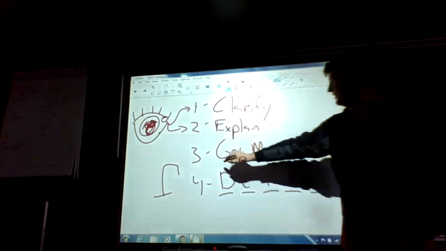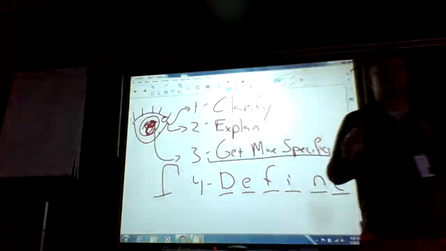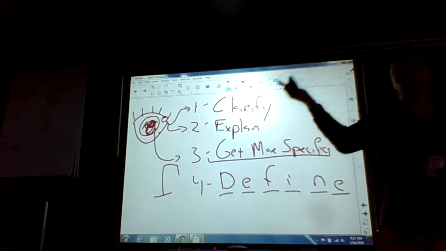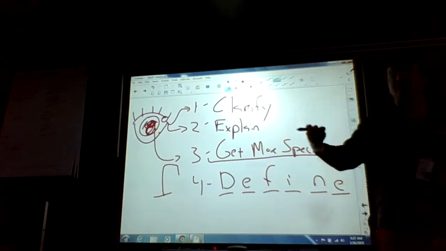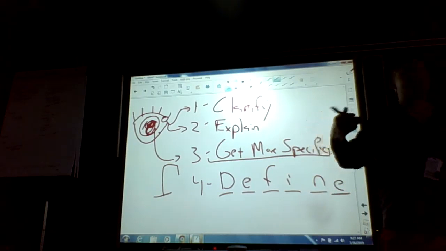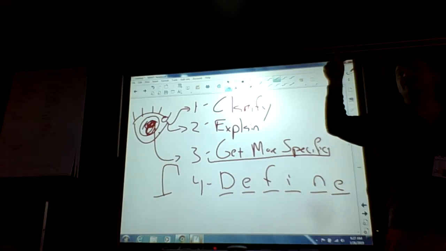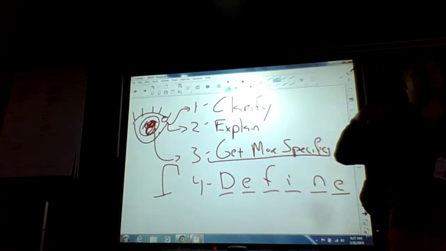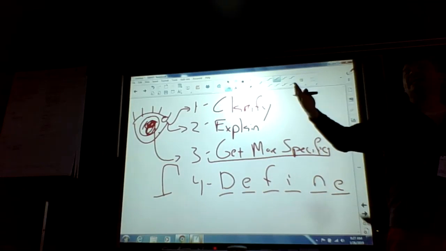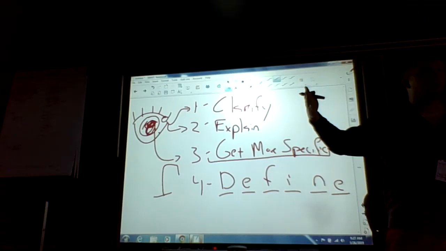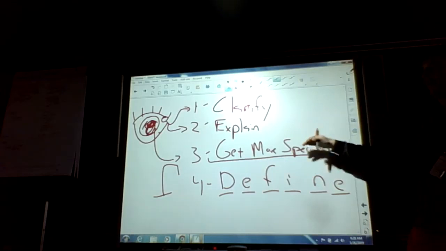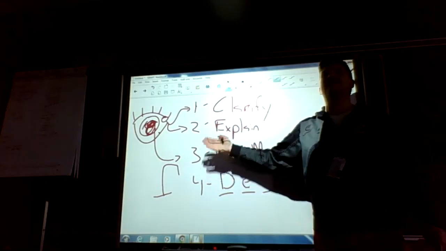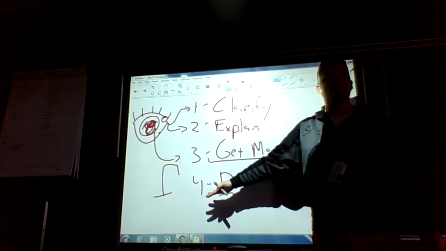What does it mean to get more specific? More details, right? So you could be describing something. I could get more specific. Hey, welcome to my farm, comma, a pasture that is 380 acres full of cow poop. There I have gotten more specific about what my farm is like. And then the easiest one: what does it mean to define?